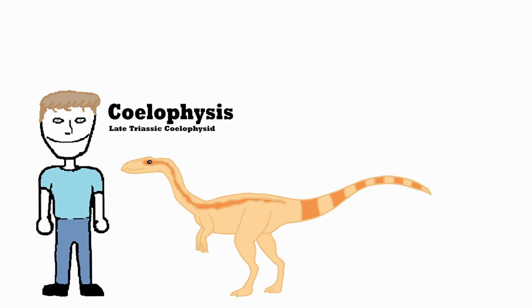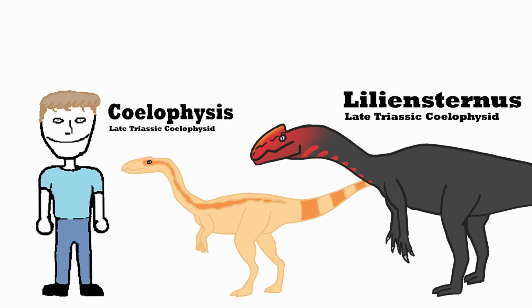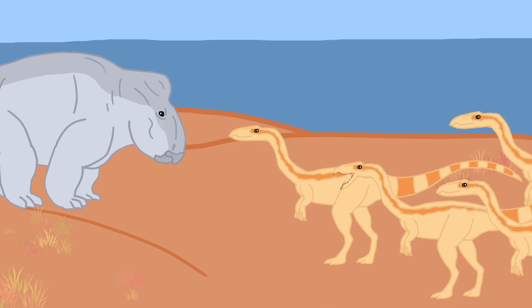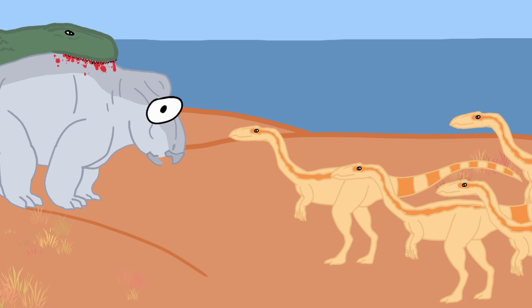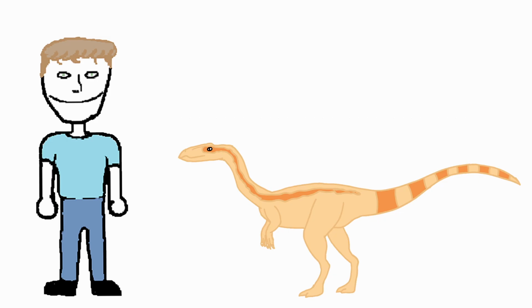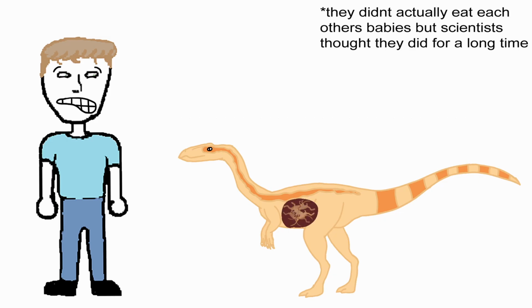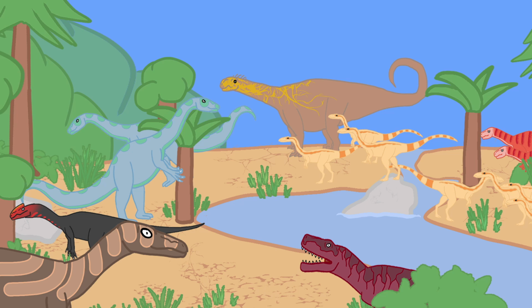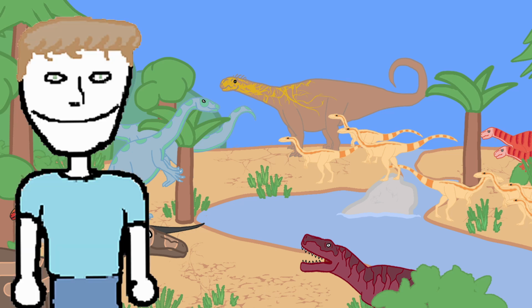Smaller and more delicate early theropods like Coelophysis and Liliensternus populated the world, acting as the world's coyotes, while animals like Postosuchus were like the grizzly bears. Well, coyotes that devour each other's children, anyway. Dinosaurs pretty quickly became widely successful across the world, and spoiler alert, this is just the beginning.